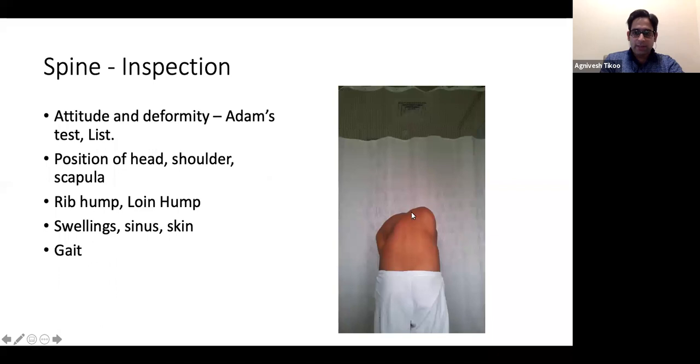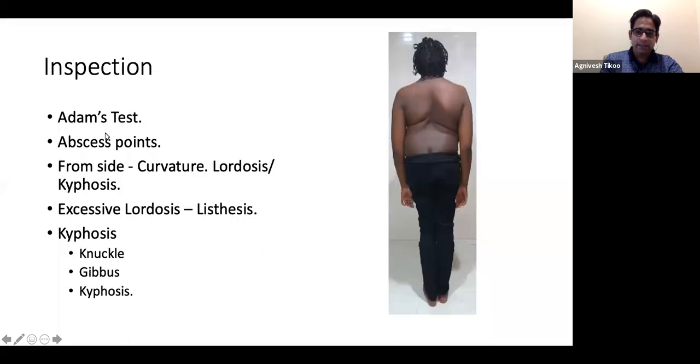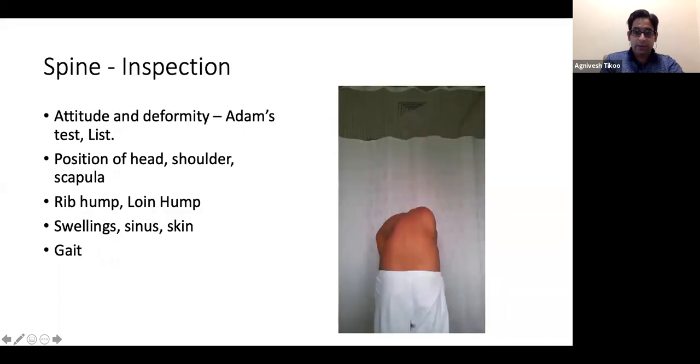Now this is what is called as the Adams test. So when you ask the patient to bend forward, you can see the hump very clearly. So this is what is called as Adams test. And you should also see any list. A list means the patient's shoulders or the head are not centered over the pelvis, they are tilted towards one side. So list can happen in scoliosis, and list can happen in PIDs also. So it is a protective mechanism to compensate for the loss of nerve space. So they try to keep the nerve adjusted.